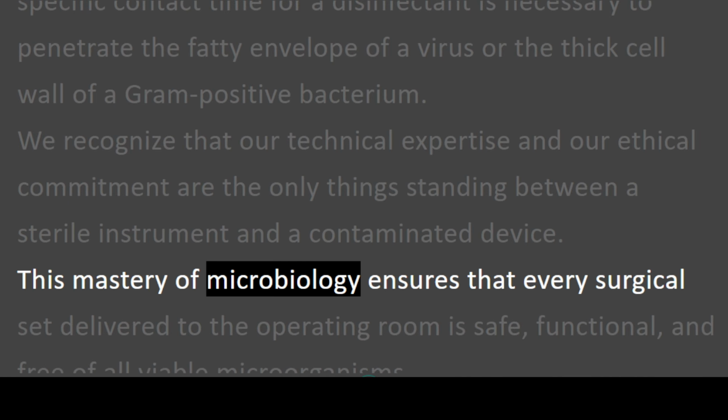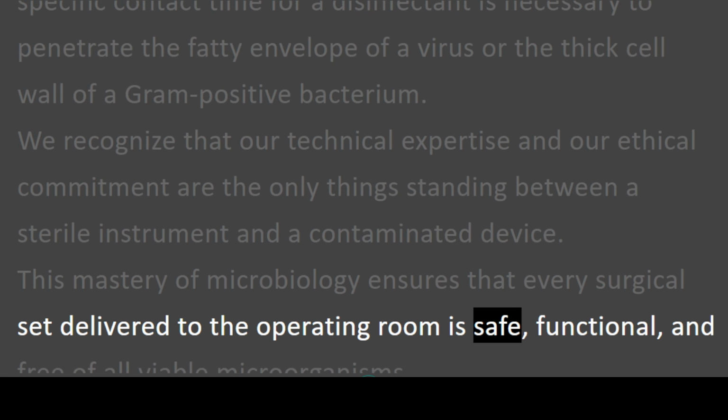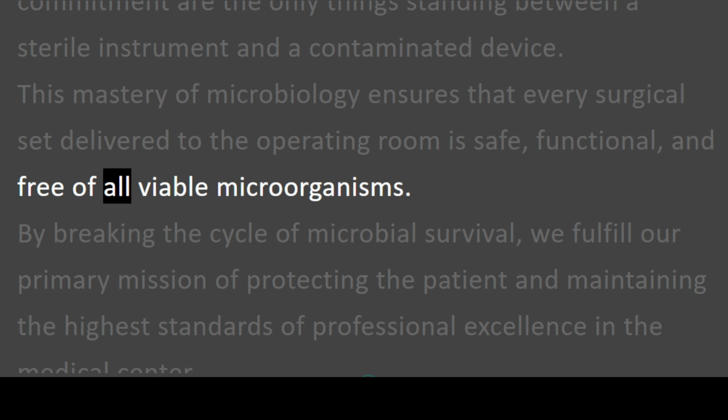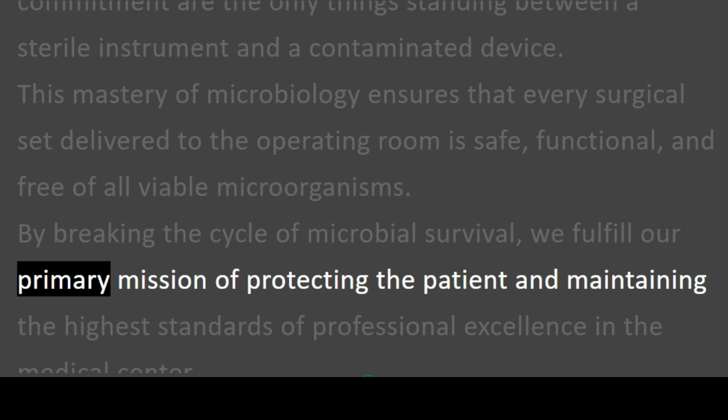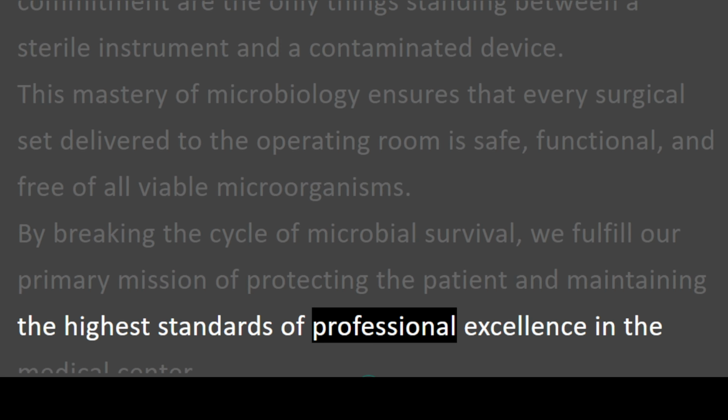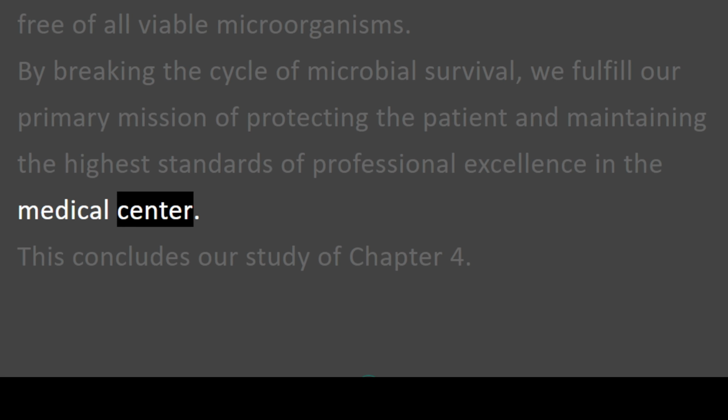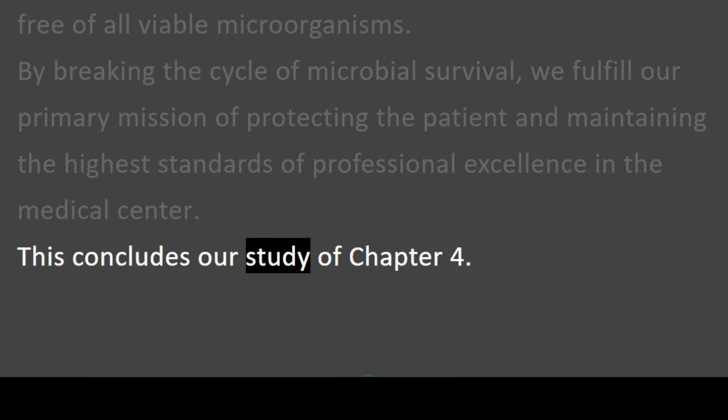This mastery of microbiology ensures that every surgical set delivered to the operating room is safe, functional, and free of all viable microorganisms. By breaking the cycle of microbial survival, we fulfill our primary mission of protecting the patient and maintaining the highest standards of professional excellence in the medical center. This concludes our study of Chapter 4.